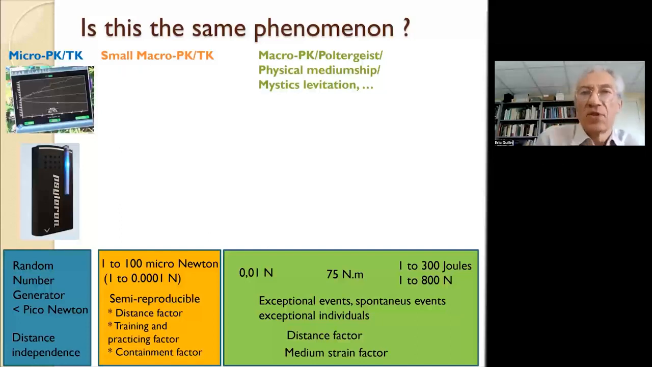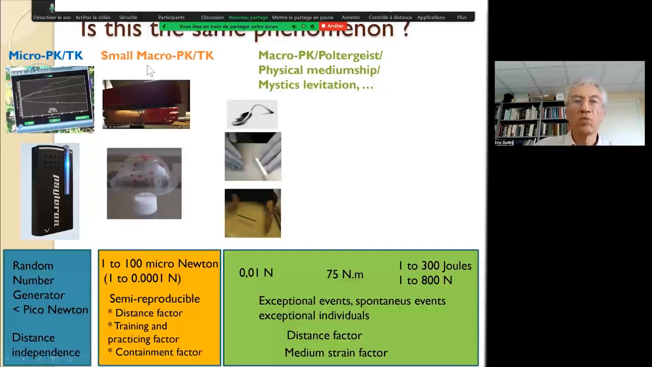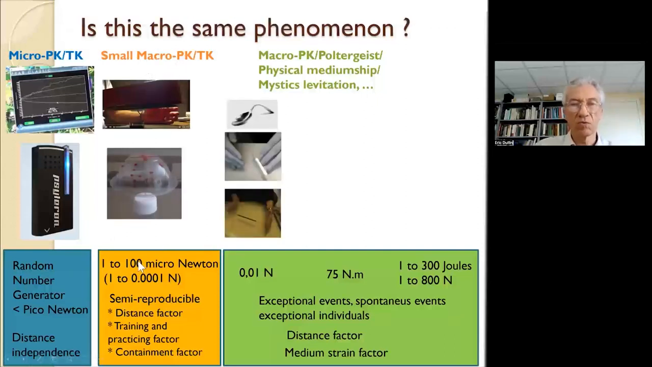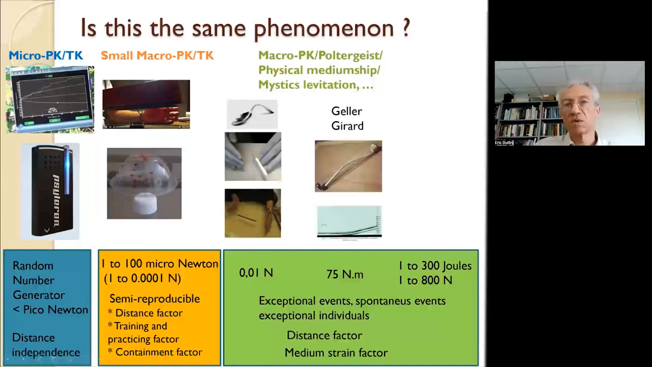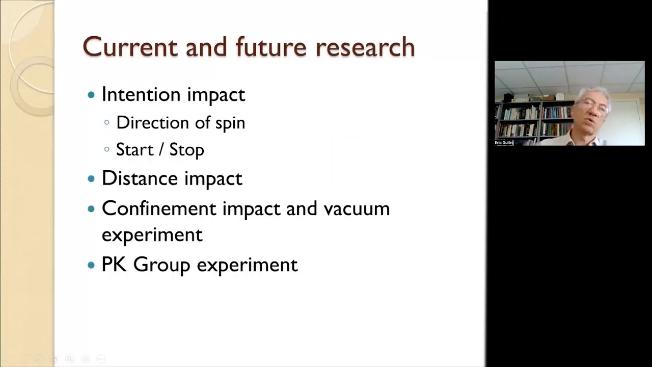So is this the same phenomenon that we are speaking about between micro-PK, so random number generators? The one we are speaking about, the small micro-PK, I would say, at 1 to 100 micronewton, and the events that were in poltergeist, physical mediumships, or metal bending, for example, the ones which were controlled in scientific mode. We don't know. Is it the same phenomenon? We don't know, and that's a big question that we want to work on.